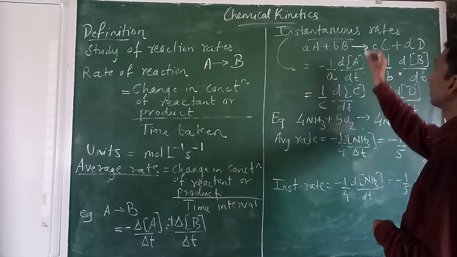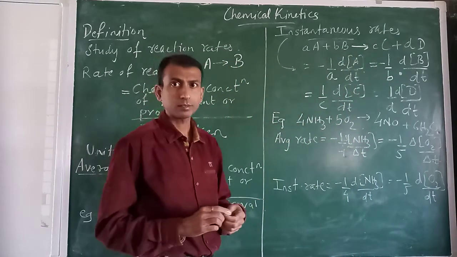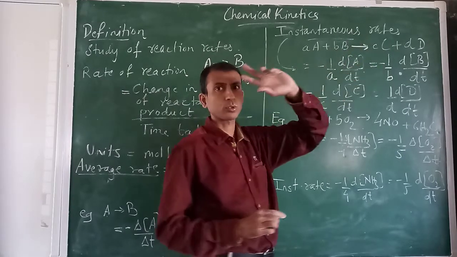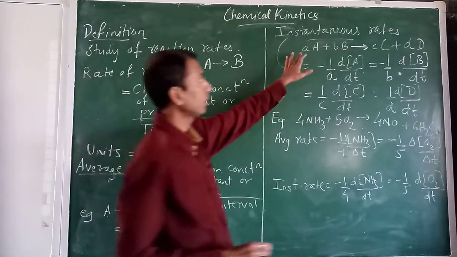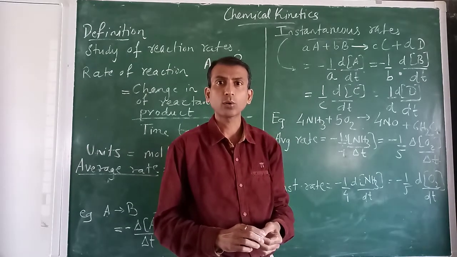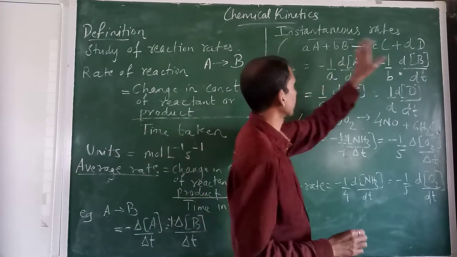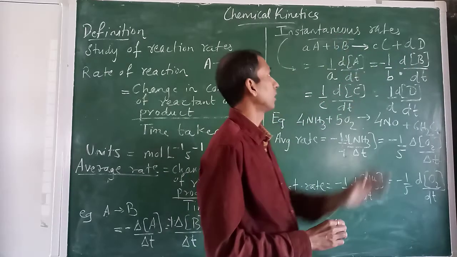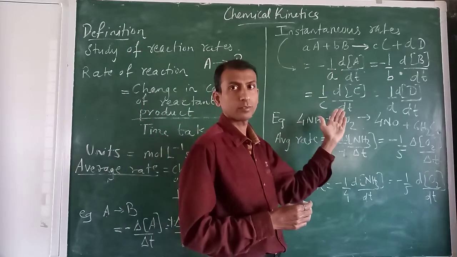Now we have the second type, instantaneous rate. So we have this general equation written here: a moles of A plus b moles of B gives c moles of C plus d moles of D. The difference between this reaction and the earlier reaction is that in this reaction we have considered stoichiometric coefficients for reactants and products. What are these coefficients here? Small a, small b, small c and small d. So when we have to write the instantaneous rate, we have to write in this format.